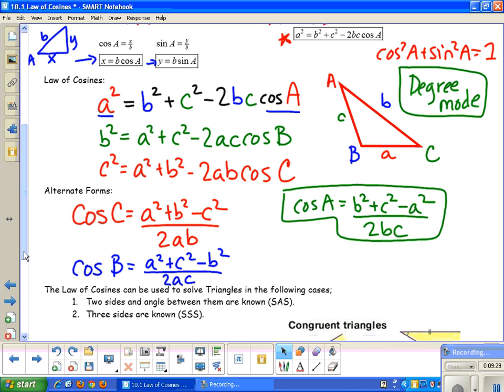And again, make sure you know those formulas. It's easy to remember that here, if you're trying to find that angle, then that's the one that you subtract over here.